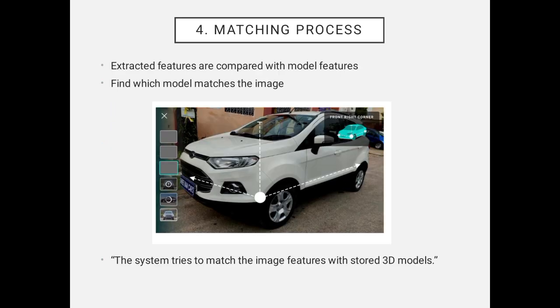The next step is the matching process. In this step, the extracted features from the image are compared with the features of the stored 3D models. The system tries to find the best matching model. The model is adjusted using rotation, scaling, and translation so that it aligns with the image. This is the core step where the system decides which object it is.